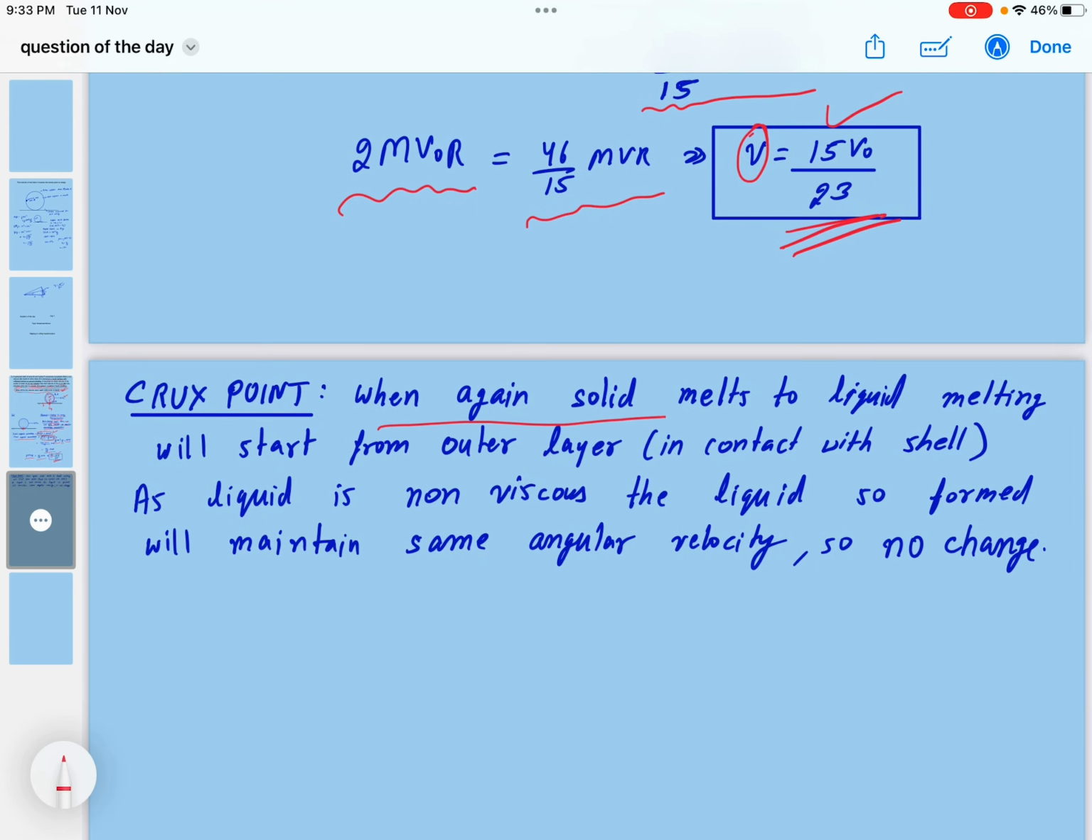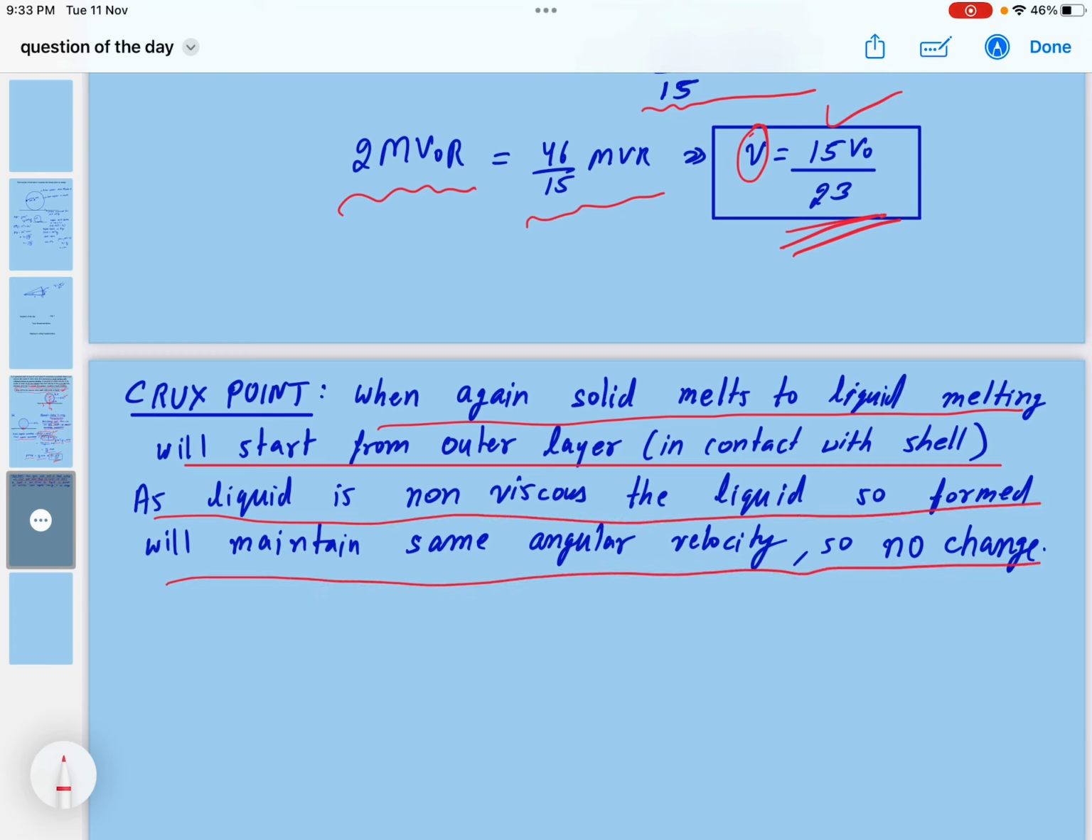So when again the solid melts to liquid, melting will start from the outer layer in contact with the shell. As the liquid is non-viscous, the liquid so formed will maintain the same angular velocity. So no change, right? No component of angular momentum is changing, so the center of mass velocity will remain the same.